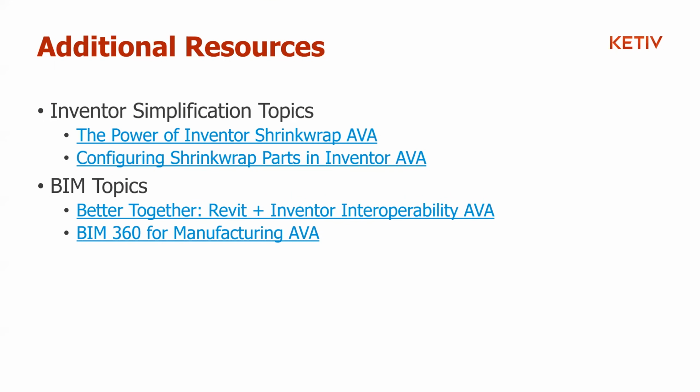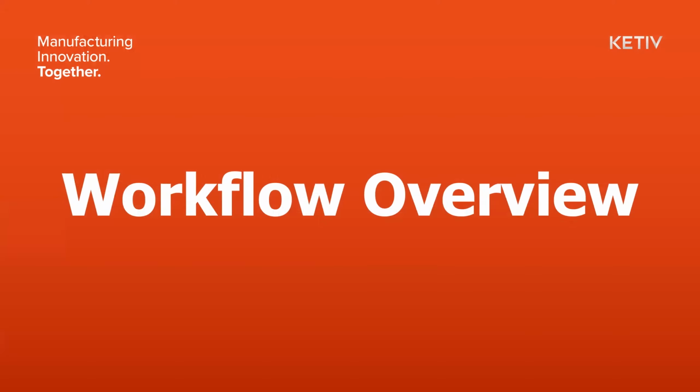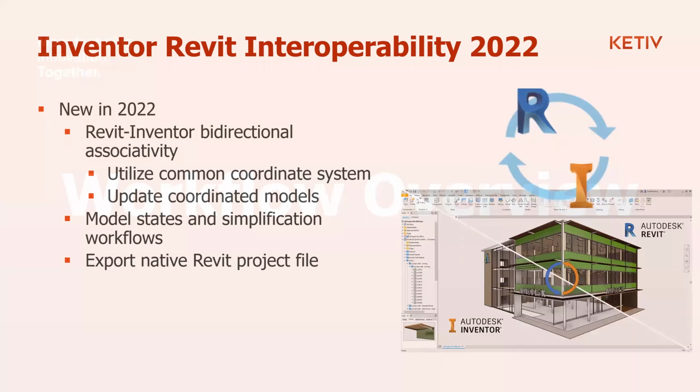And then actually, before I go into resources, let me quickly recap with 2022. Now we are having this associativity happening between Revit and Inventor. It's closing the loop now. It's closing that gap. You see this continuous life cycle happening between the two platforms. They both work off the common Revit coordinate system, and you are able to update coordinated models independently between the two and across the two as well. And if you are leveraging model states, it's just going to further amplify that simplification process for you.